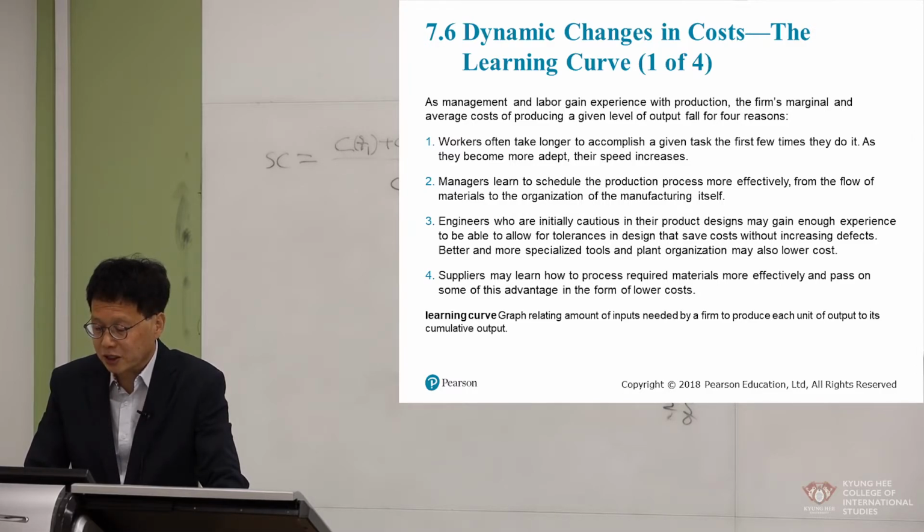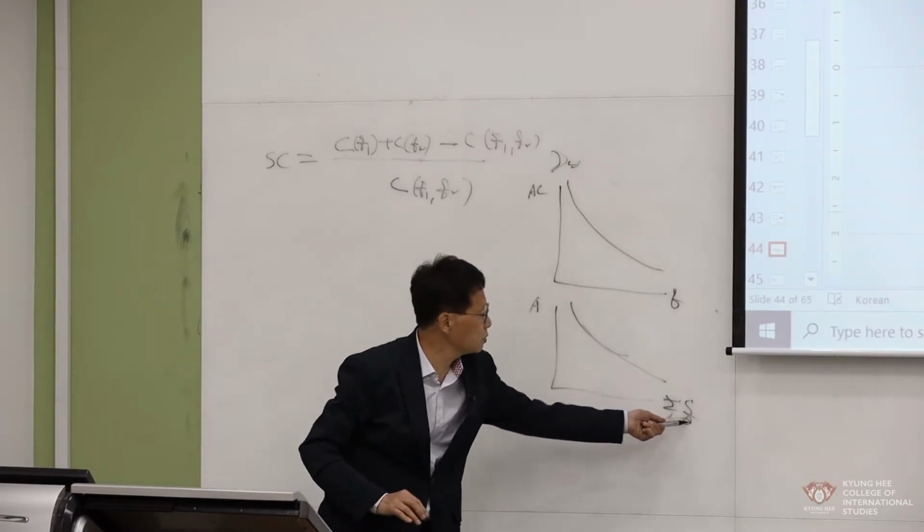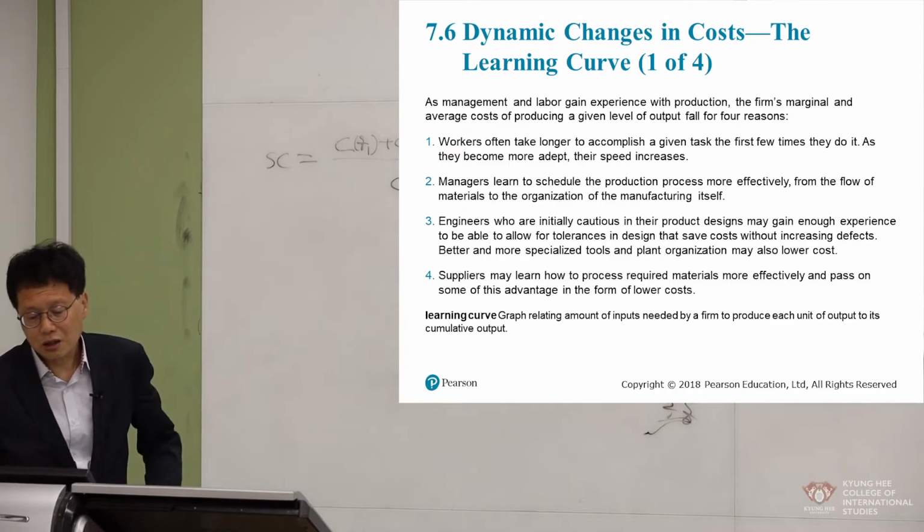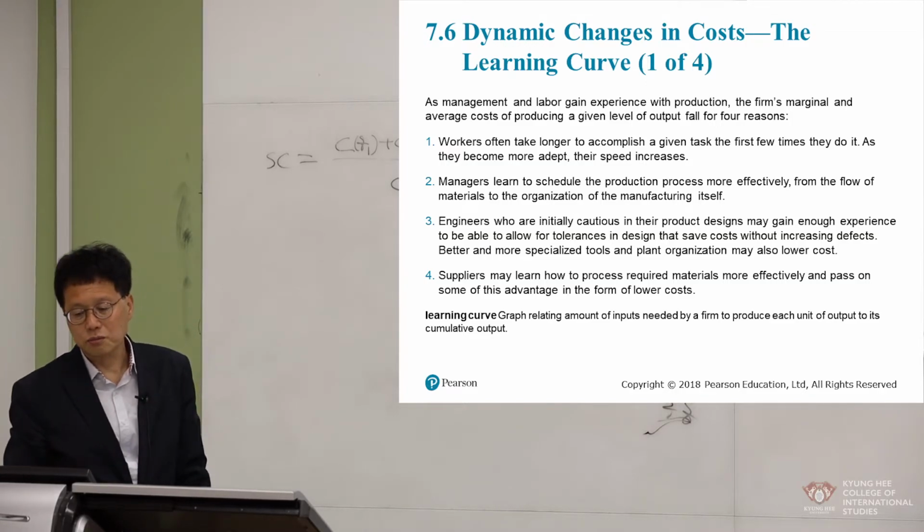Better and more specialized tools and plant organization may also lower costs. Number four, suppliers may learn how to process required materials more effectively and pass on some of this advantage in the form of lower costs. Okay, that is the learning curve. It is a graph relating the amount of input needed by a firm to produce each unit of output to cumulative output. Right? So this learning curve is another important source of productivity growth.